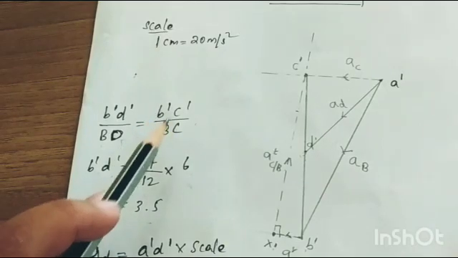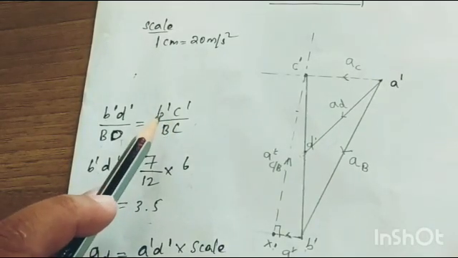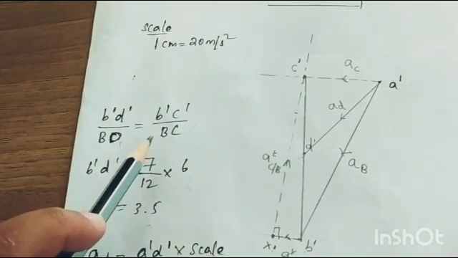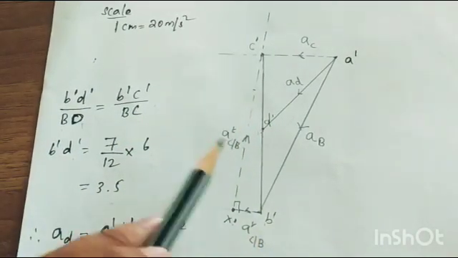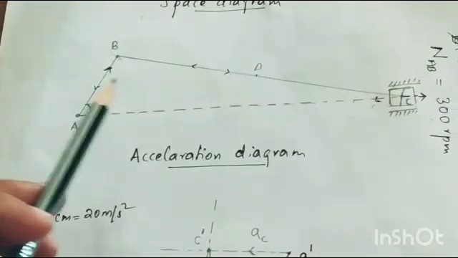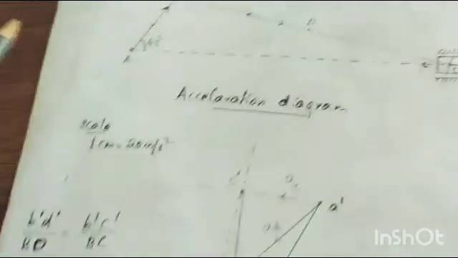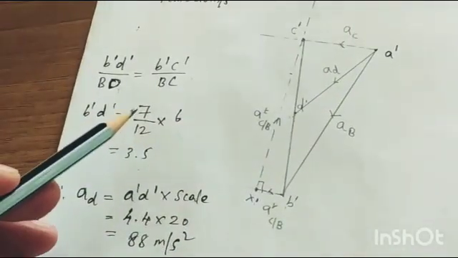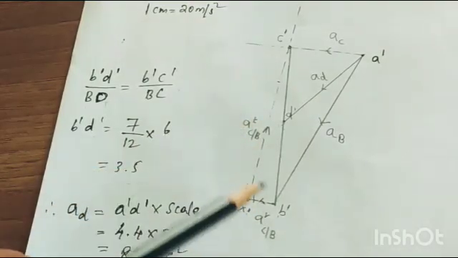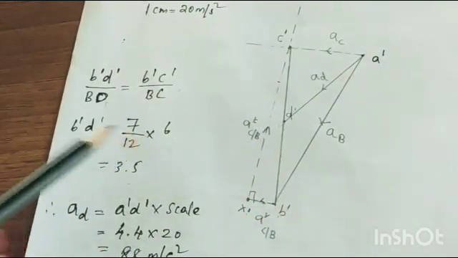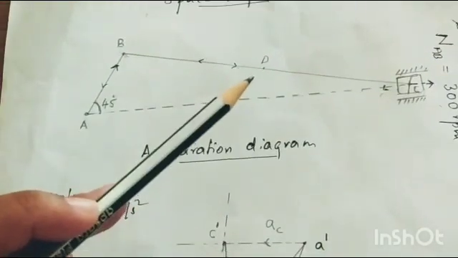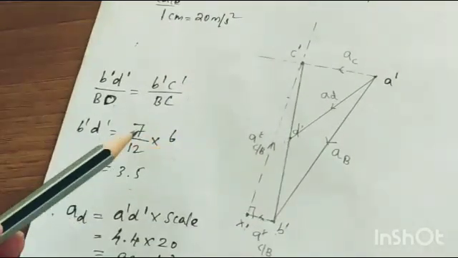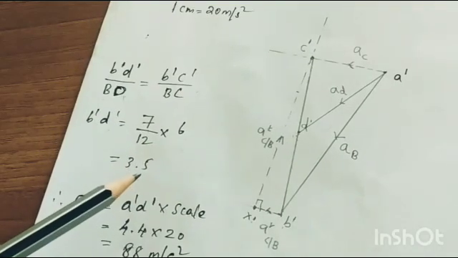So this value is B dash C dash divided by BC. What is B dash C dash? You have to measure this measurement, divided by BC. BC is this full length, that is 12 mm. I have measured and got 7. So 7 divided by 12 into this, that is BD is nothing but the midpoint, that is 6. So 7 by 12 into 6, I got 3.5 mm.